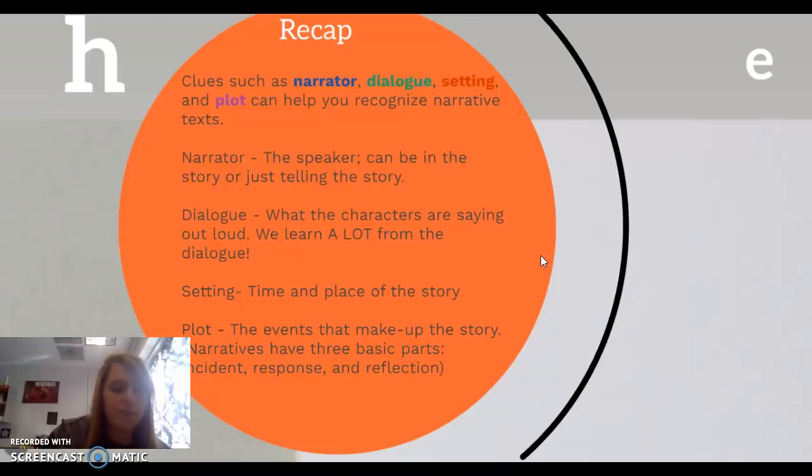The setting is the next one. It's the time and place. It's my favorite. Is it set in a spooky haunted house, or is it set on a beautiful beachy island? Where is it set, and how does that change the story? And then finally, the plot is the events that make up the story, the different things that happen throughout the story. And specifically in narrative, they have 3 basic parts: the incident, the response, and the reflection.